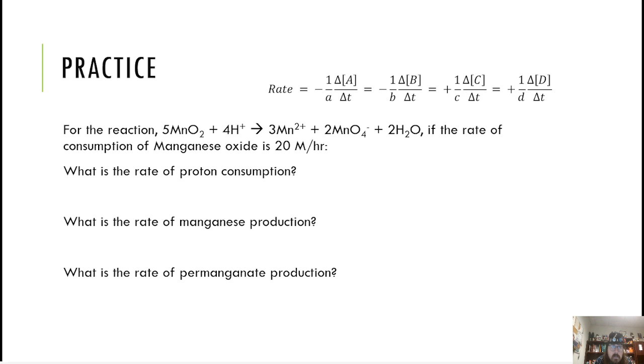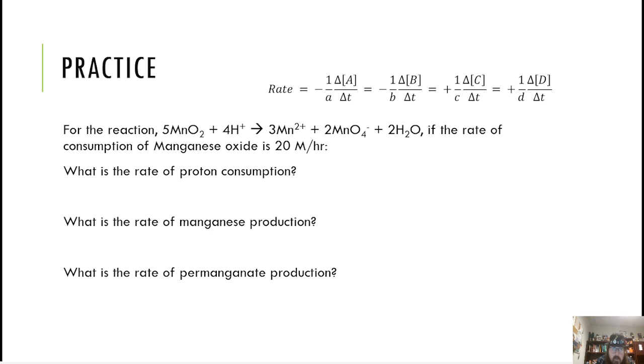So, looking this over, for a reaction, 5 manganese 4 oxides plus 4 protons reduces the manganese to 3 manganese 2 pluses and 2 permanganates, so that gets oxidized and reduced, and you form 2 water as the byproduct. So manganese oxide essentially disproportionates, oxidizes, and reduces to form this.